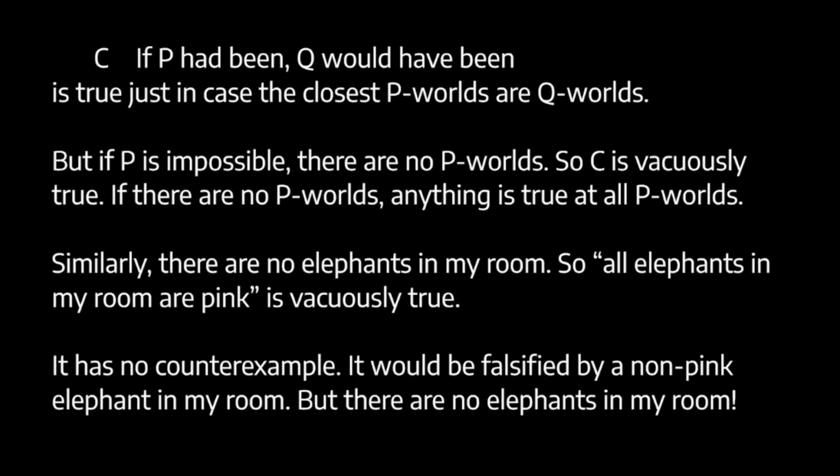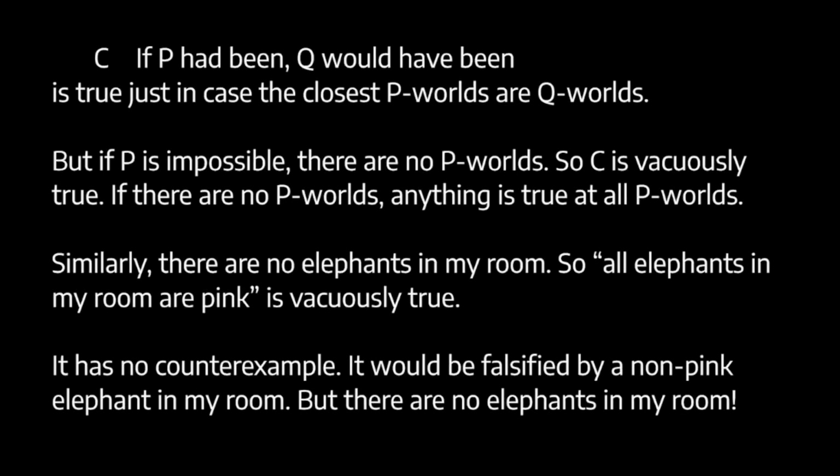So let's take, if P had been, Q would have been, right? We're saying that if P had been, Q would have been. That's true just in case the closest P worlds are Q worlds. But if P is impossible, there are no P worlds. So this counterfactual is vacuously true. When there are no P worlds, anything is true at all P worlds.